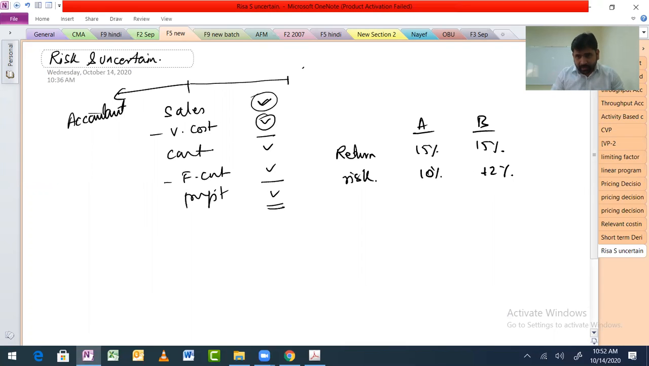Okay. If I tell you this, which one will you take? B. Why? Return is higher. Return is higher for the same risk, right? Okay. Now what will you do? Which one? B. Okay. Fine. Why? Return is higher compared to A. We can take risk, right? We can take risks.